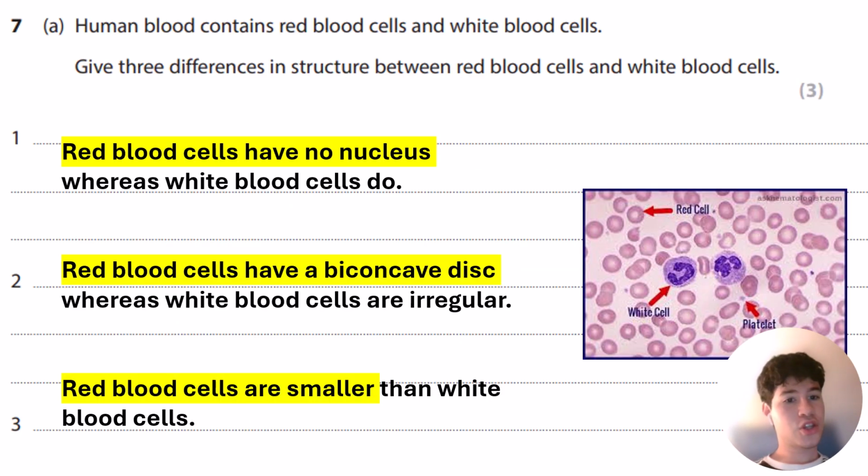Okay, so human blood contains red blood cells and white blood cells. Remember, red blood cells transport oxygen and white blood cells are for the immune system. Give 3 differences in structure between red blood cells and white blood cells. Well, red blood cells have no nucleus, whereas white blood cells do.